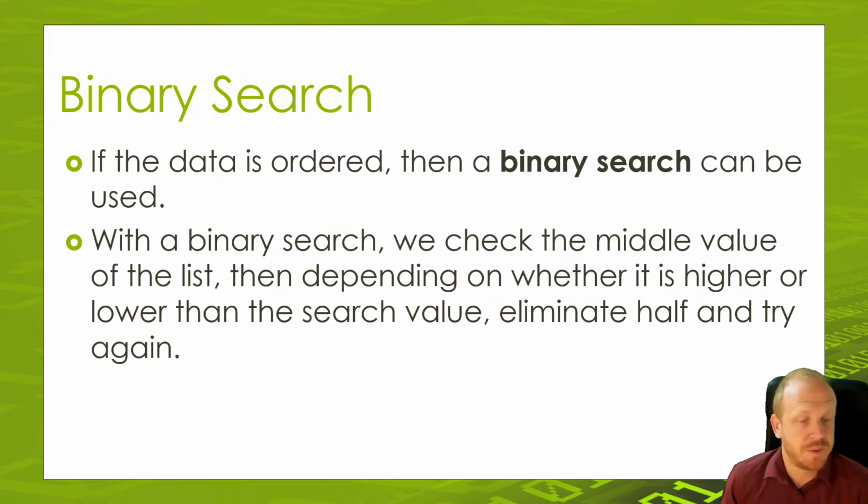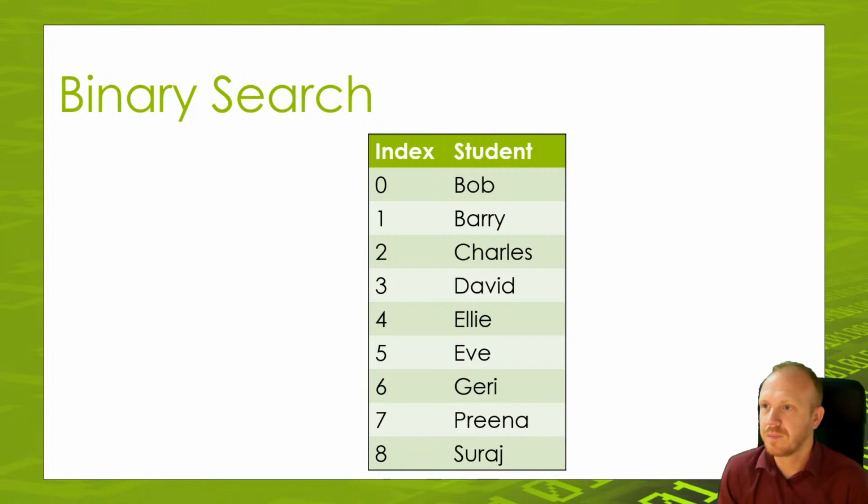A better search algorithm is a binary search. In a binary search, we always check the middle value. For this to work, the data has to be ordered in some fashion. We have to be able to know whether the item we're searching for is above or below the item we're currently looking at. If we can do that, then we can do a binary search and eliminate half the list every single comparison. So let's see how binary search works.